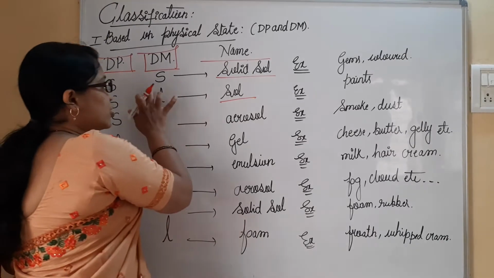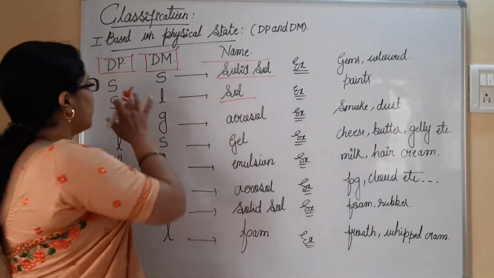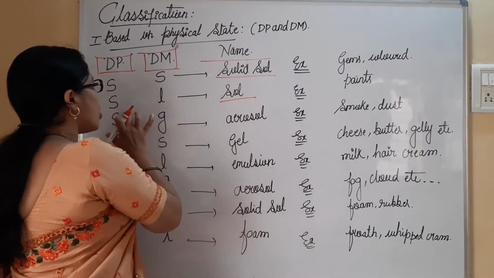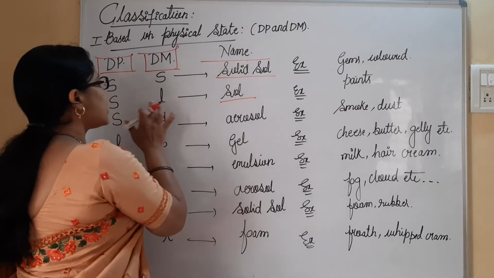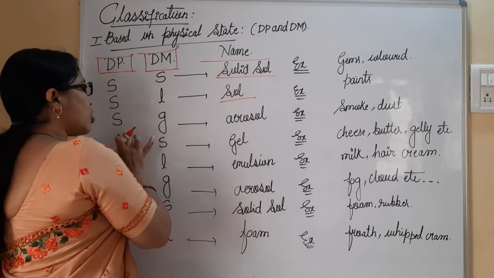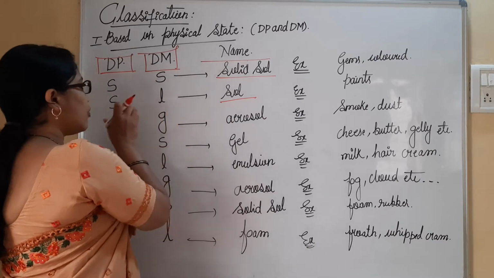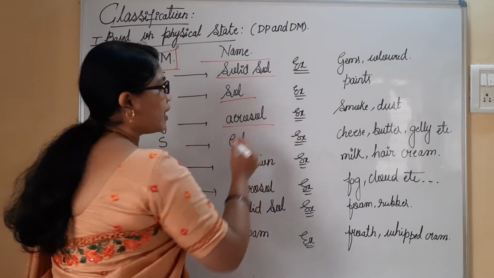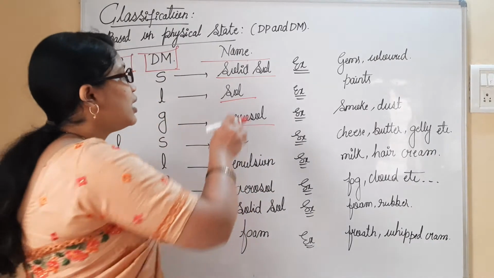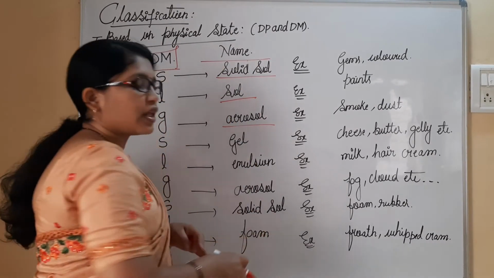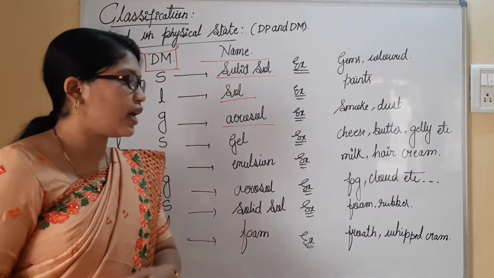See here, solid in solid we call a solid sol, SS solid sol. Solid in liquid we have sol, SL sol, we can write. Solid and gas, where a gas is involved with solid, we call them aerosols. Just remember these things. Next, they will be remembered with a trick I will tell you.